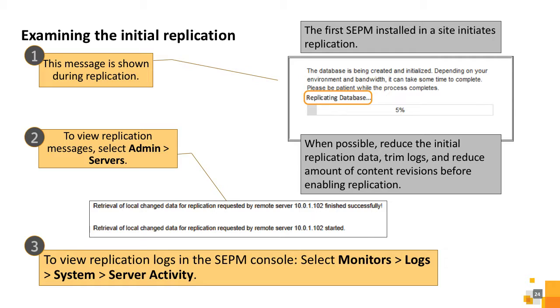When you install the second SEPM as an additional site, during the initial replication, groups and policies and client packages and Live Update content are replicated. On this slide, you can view the message that is shown during the initial replication. On the Admin page, under the Servers tab, you can review the logs to verify when the initial replication is complete. You can also review this information from the Monitors page, under the Logs tab, using the Server Activity filter. Log replication is covered in more detail later in this lesson.